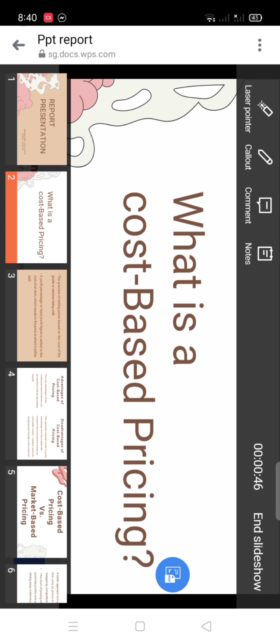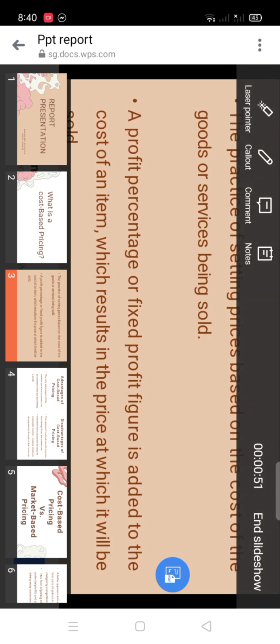What is cost-based pricing? Cost-based pricing is the practice of setting prices based on the cost of the goods or services being sold. A profit percentage or fixed profit figure is added to the cost of an item, which results in the price at which it will be sold.